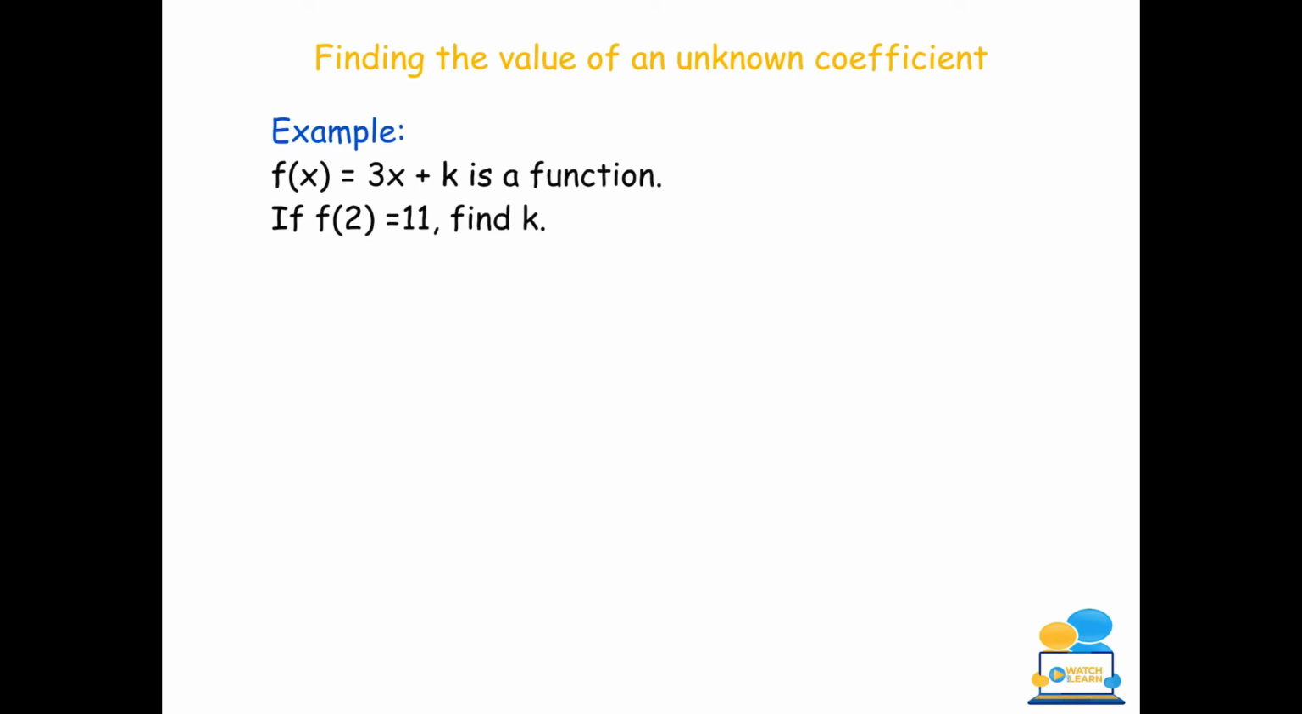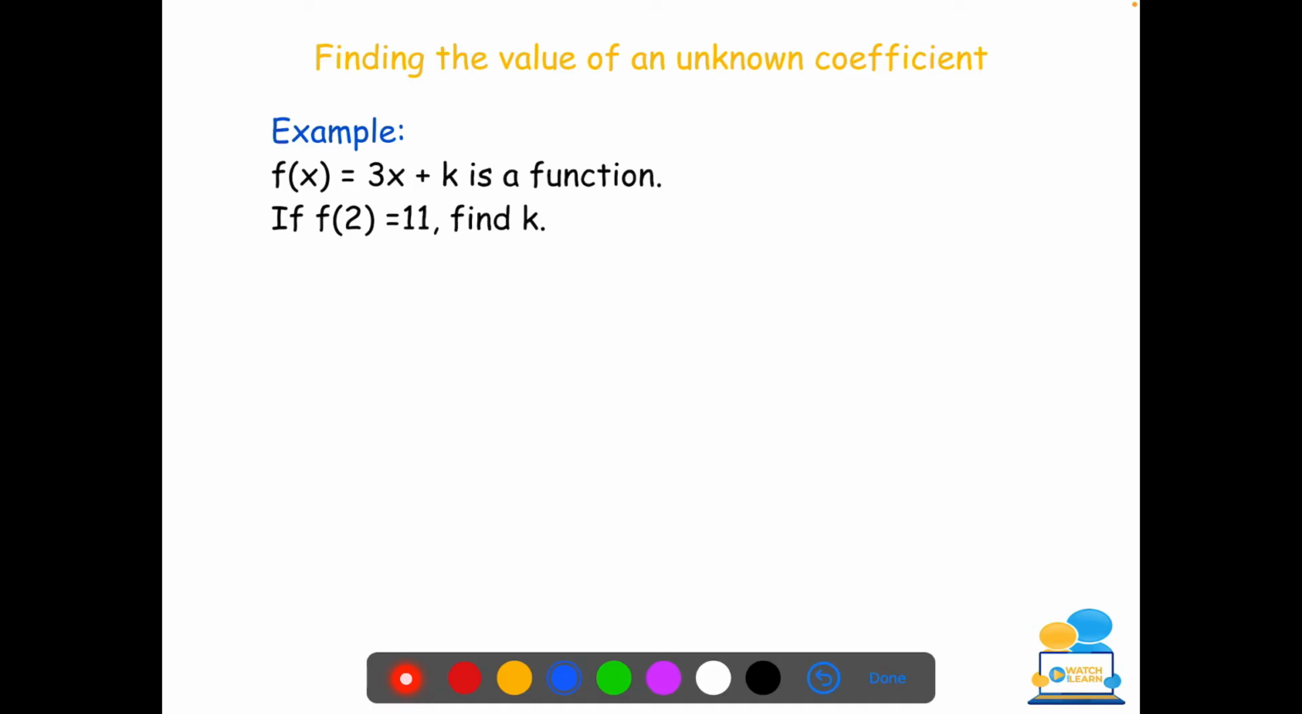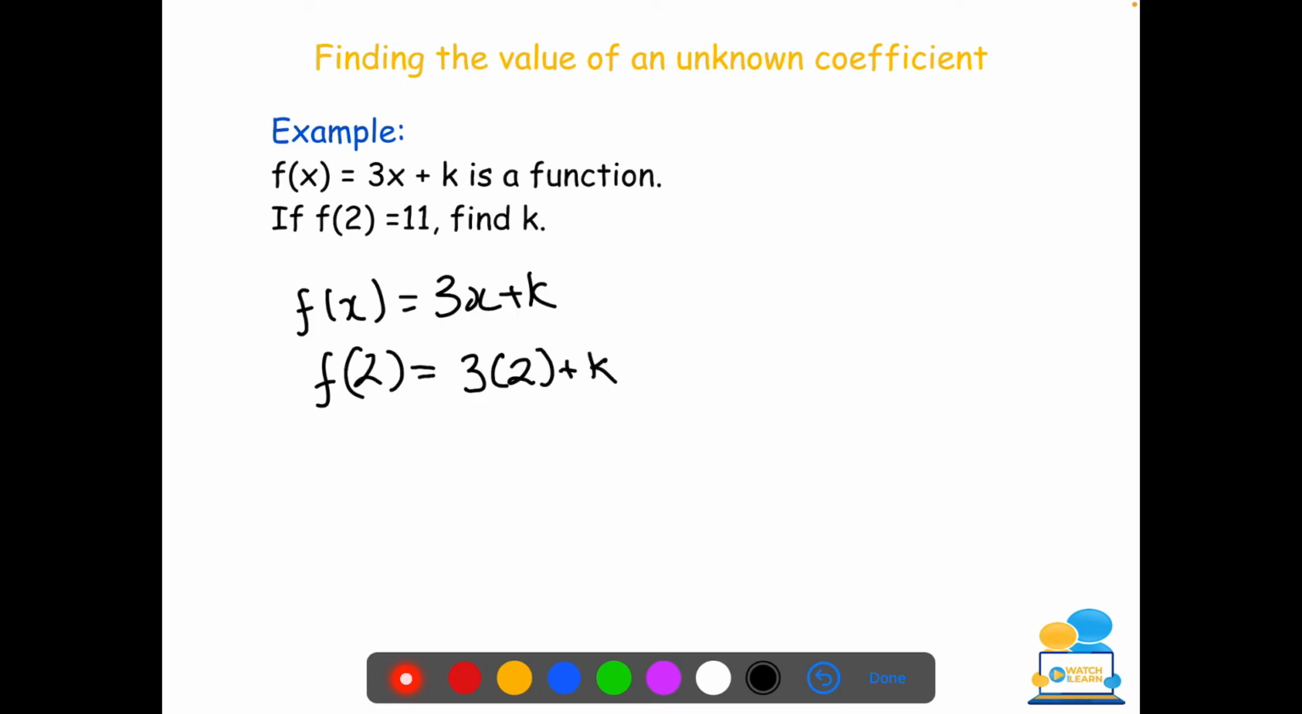If f of 2 is equal to 11, find k. So we've f of x is equal to 3x plus k. So f of 2, wherever we have x, we're going to sub in 2. So we'll have 3 by 2 plus k. Now above, we were told that f of 2 is 11.